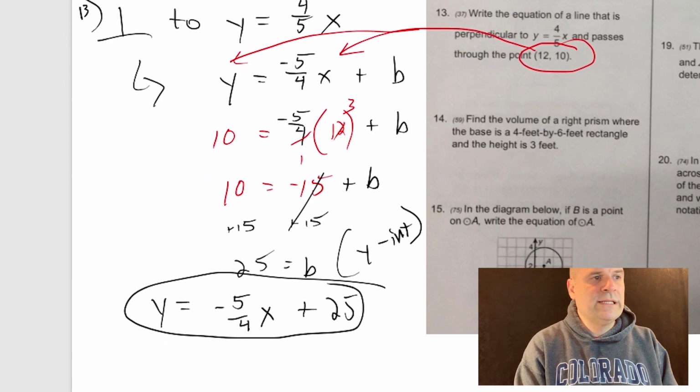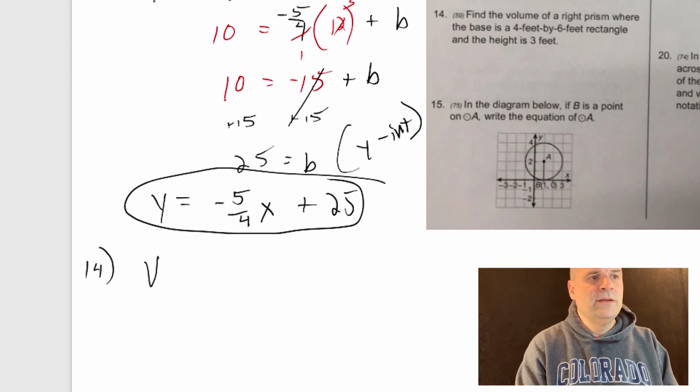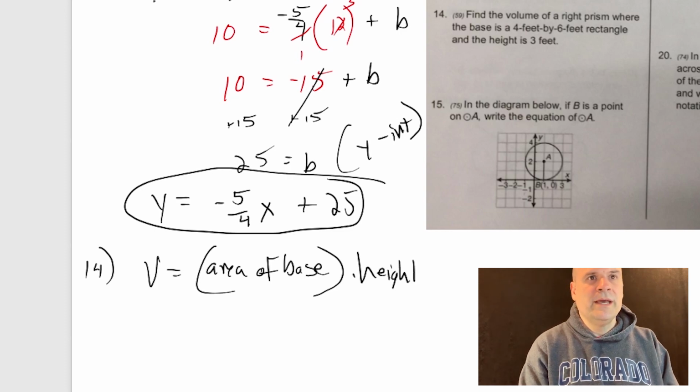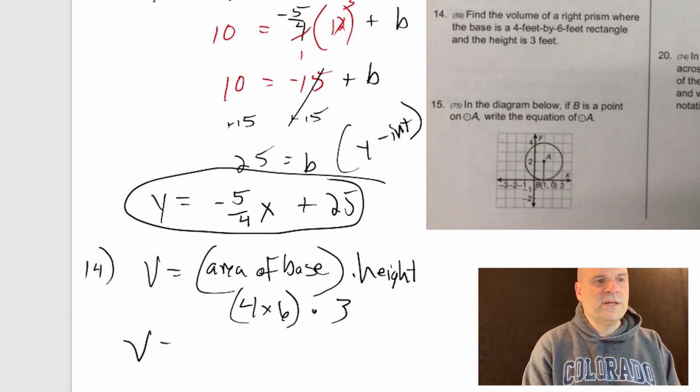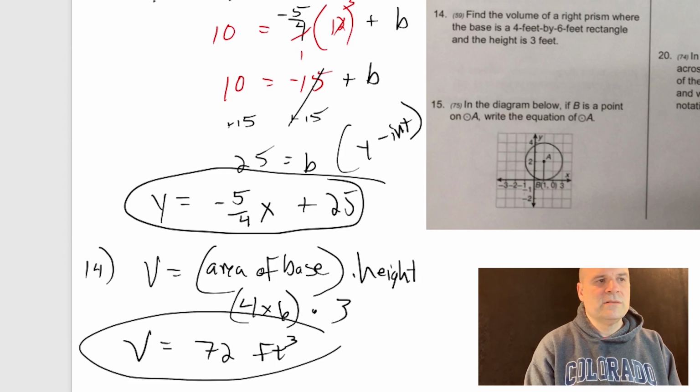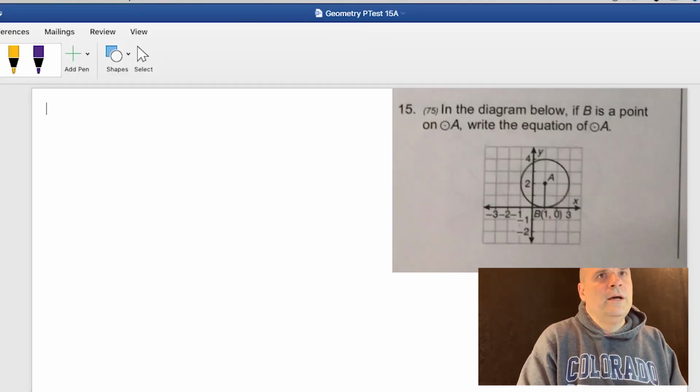All right, number 14. To find the volume of a right prism, its area of base times height. Okay, the base is a 4 foot by 6 foot rectangle. Okay, so how do you find the area of a rectangle? 4 times 6 times the height, which is 3. 24 times 3 is 72 cubic feet. Boom.